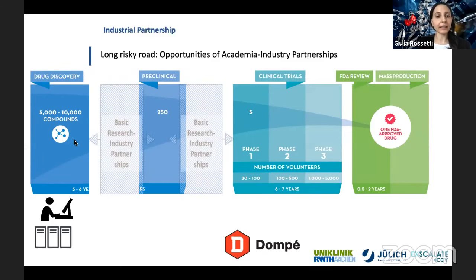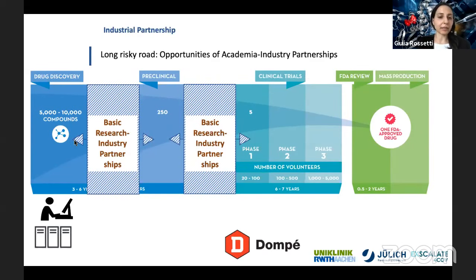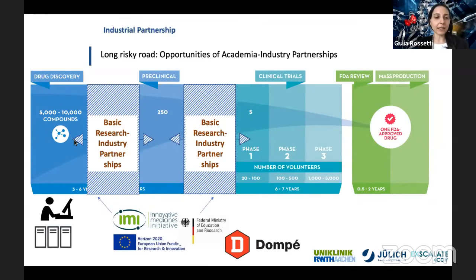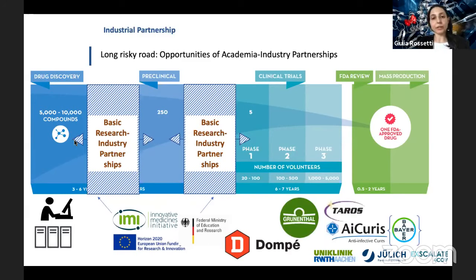And in this respect, the partnership with a pharma company, in our case Dompé, could be essential. And this kind of scheme of working is also reflected not only in our consortium, but is something that several funding agencies are pursuing because it can really help in further speeding up the process. And indeed, our group in Jülich collaborates with several pharma companies because this can really make the difference when you want to find the solution fast.